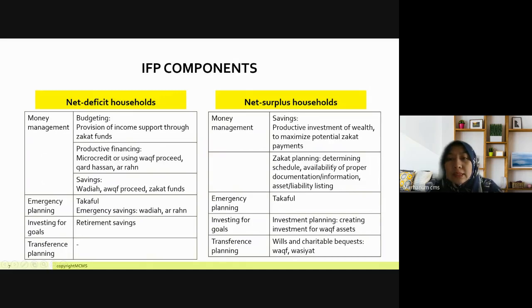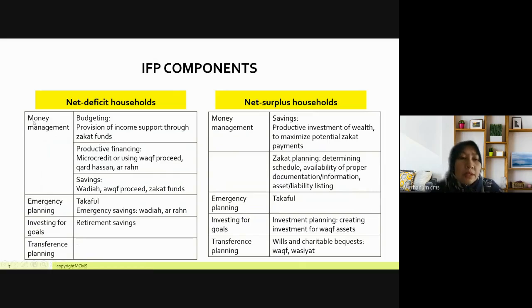Okay, so zakat, and then they have to manage their money for zakat planning. Because this group of people have a surplus of money, they have to plan their zakat. So they have to determine the schedule of zakat and the availability of proper documentations, and also plan to increase the zakat portions to the zakat recipients in the deficit households. Okay, so a different financial planning for different groups of people.